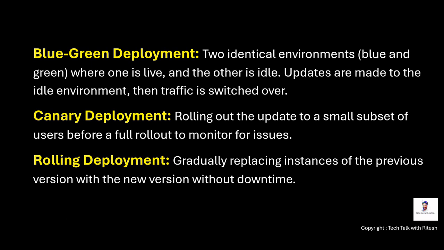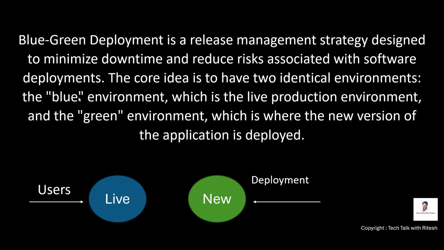Let's see one by one. First one is blue-green deployment. So the definition says blue-green deployment is a release management strategy designed to minimize downtime and reduce risks associated with software deployments. The core idea is to have two identical environments. So code and configurations, everything is same. The blue environment, which is the live production environment, and the green environment where the new version of the application will be deployed.